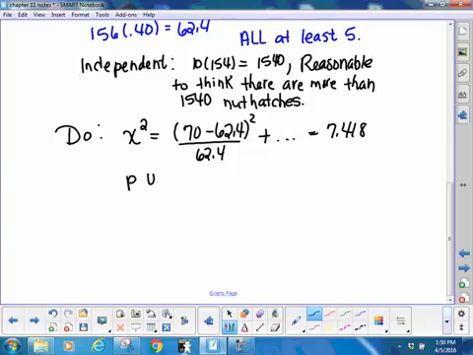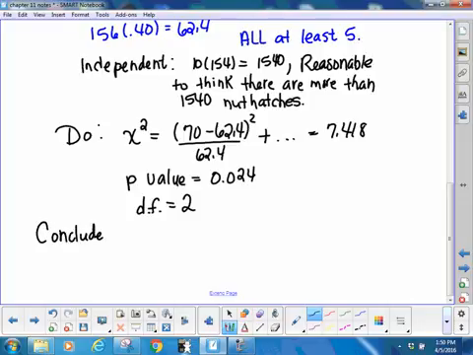And the p-value. I'm going to go ahead and give you these values, and we can run the test on our calculators to make sure that we can all get those values. The degree of freedom is 2. And degree of freedom is your categories minus 1. So I had 3 categories, 3 minus 1 is 2. And our p-value is less than 5%, so we're going to reject.